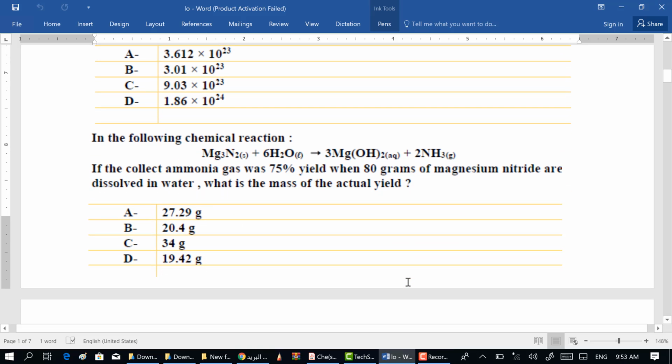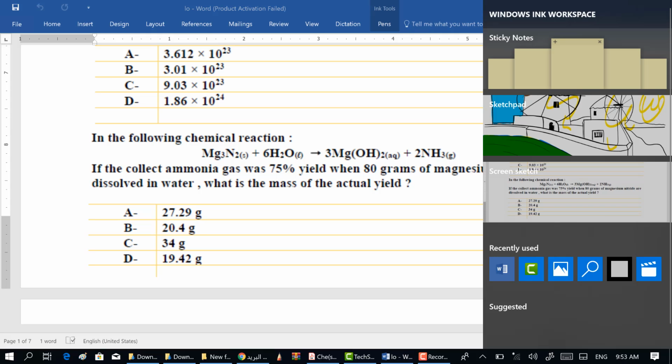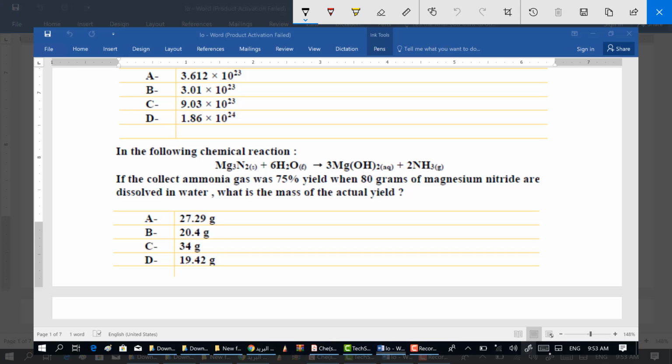In the following chemical reaction, magnesium nitrate reacts with water, forming magnesium hydroxide, and ammonia gas is produced. We collect the ammonia gas, the percent yield is 75%, when the mass is 80 grams. Firstly, we have ammonia, NH3. According to the balanced equation, it will be 2.